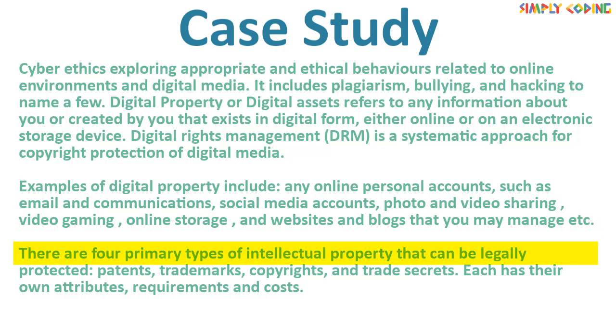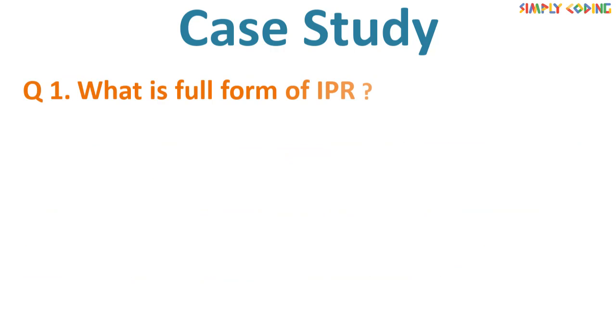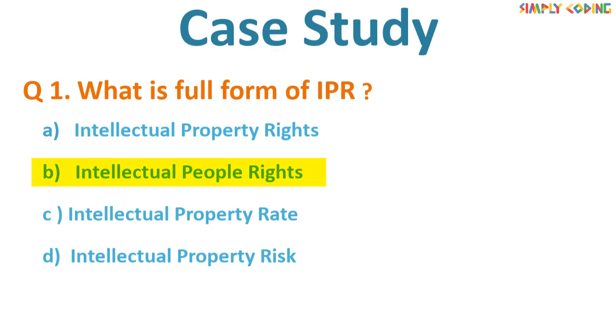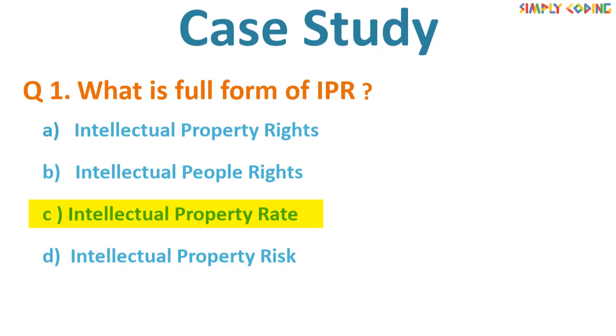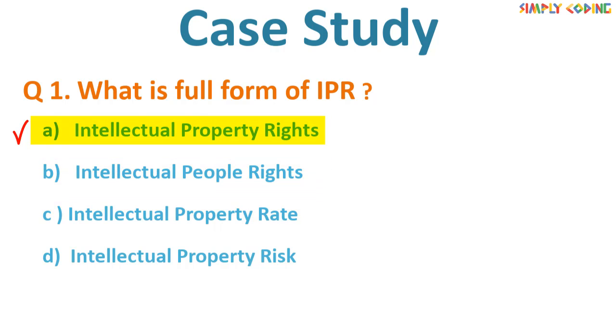There are 4 primary types of intellectual property that can be legally protected: patents, trademarks, copyrights, and trade secrets. Each has its own attribute requirements and cost. So this is the case study. While I am doing the questions, I would recommend that you pause the video on each question while I am reading it and try to solve each of them before I give the answer. So the first question is, what is the full form of IPR? The options are intellectual property rights, intellectual people rights, intellectual property rate, intellectual property risk. The correct answer is A, intellectual property rights.